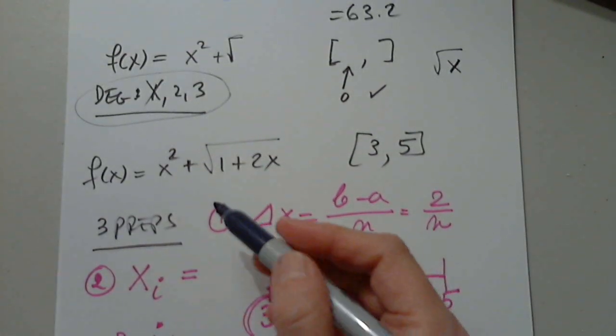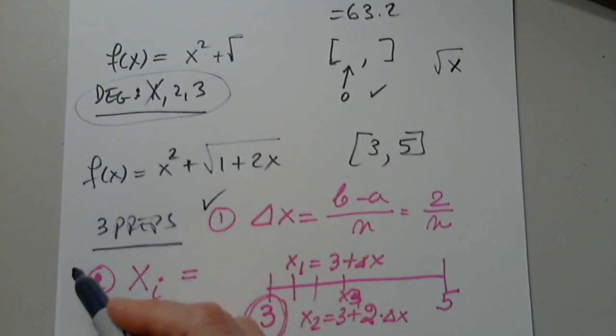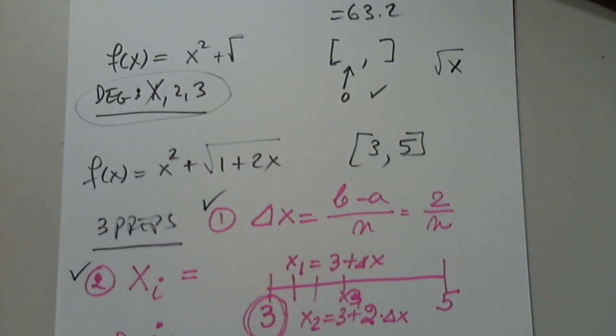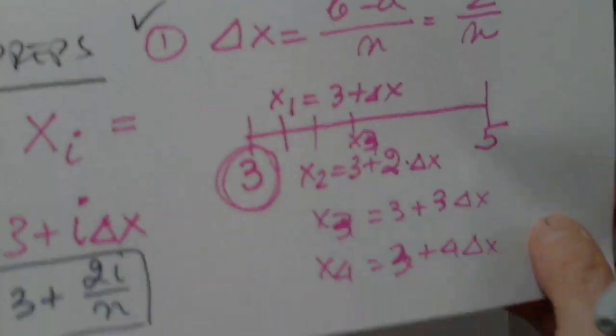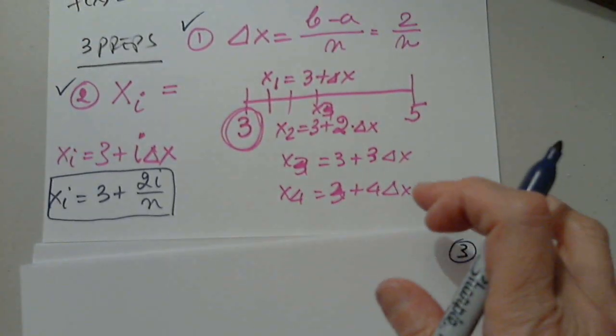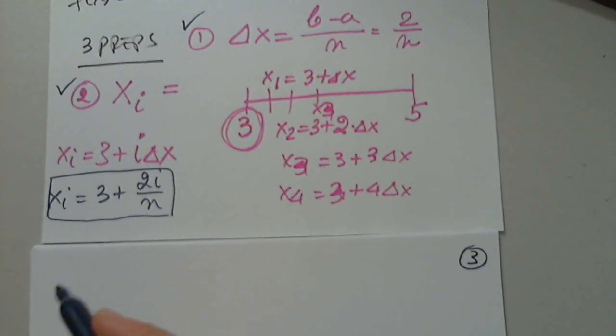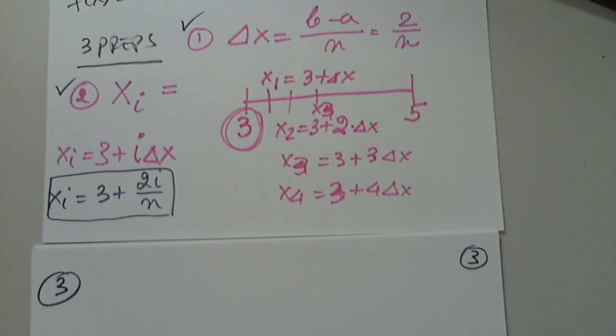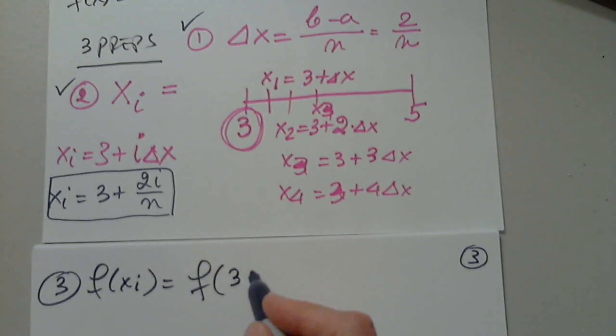This is xi. We finished with step 1, or prep 1. We finished with prep 2, which is 3 plus 2i over n. What is prep 3? How do we get prep 3? We find f of xi. Yes. So in other words, f of 3 plus 2i over n.